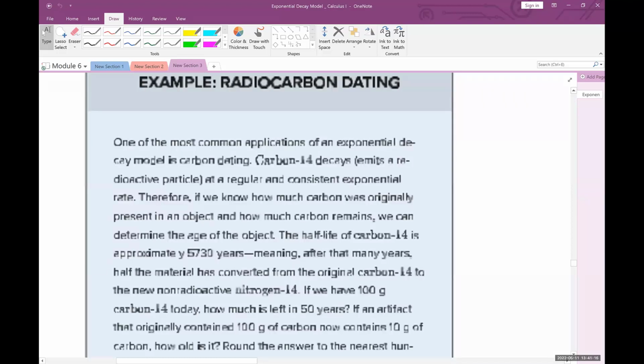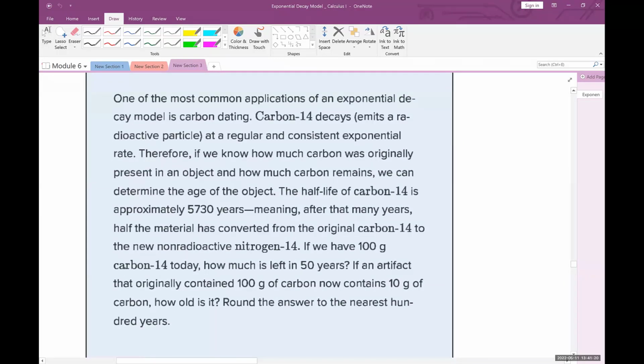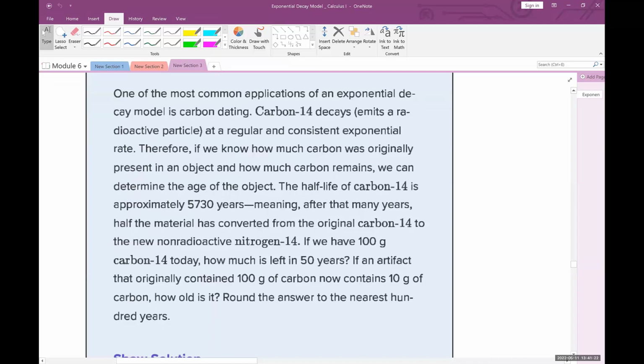Okay, one of the most common applications of an exponential decay model is carbon dating. Carbon 14 decays, emits a radioactive particle at a regular, consistent exponential rate, so they say. Therefore, if we know how much carbon was originally present in an object and how much carbon remains, we can determine the age of the object. So what they're saying is carbon 12 is the non-radioactive one, carbon 14 is radioactive.